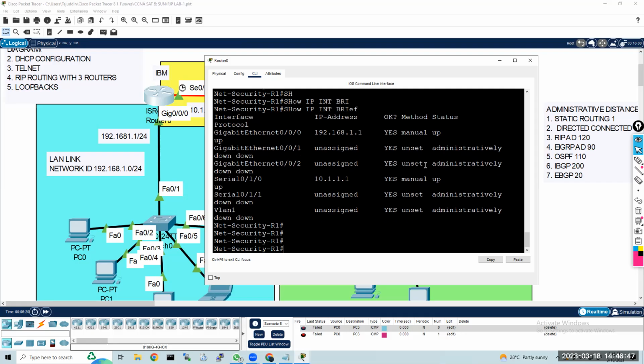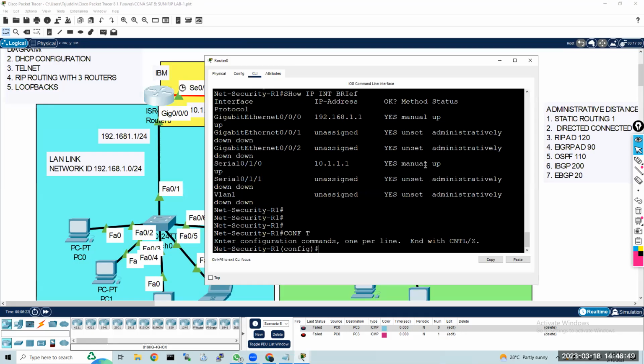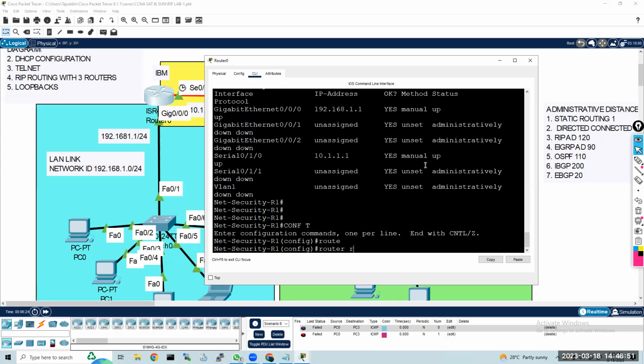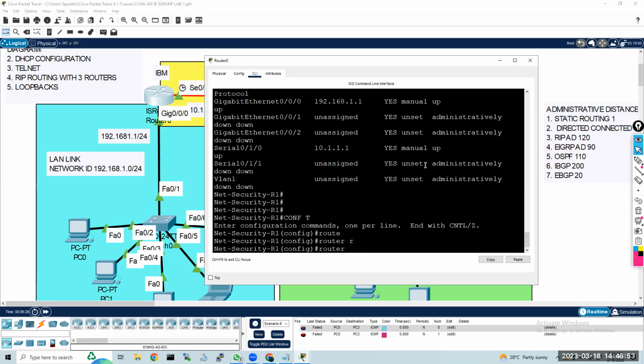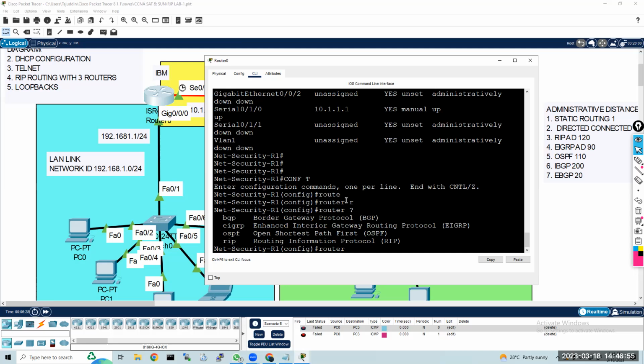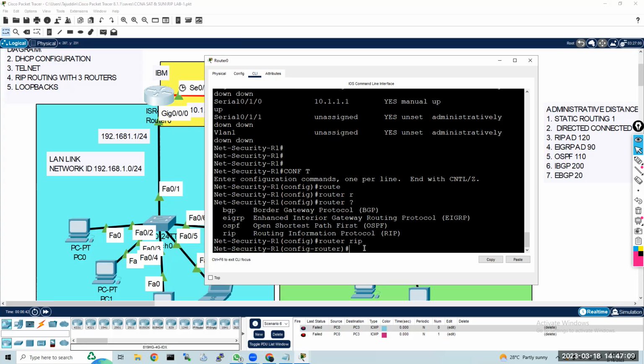Okay, so how do you configure? Go to global configuration mode, router RIP. If you give the question mark, in this router you can configure these routing protocols: BGP, EIGRP, OSPF, and RIP. These 4 protocols you can configure. Right now we are going to configure RIP.